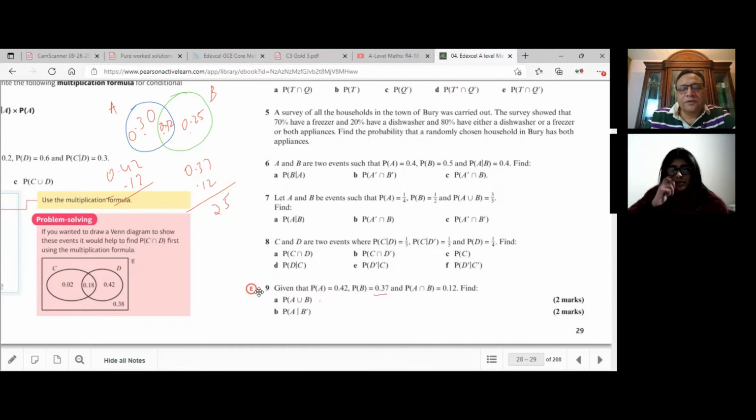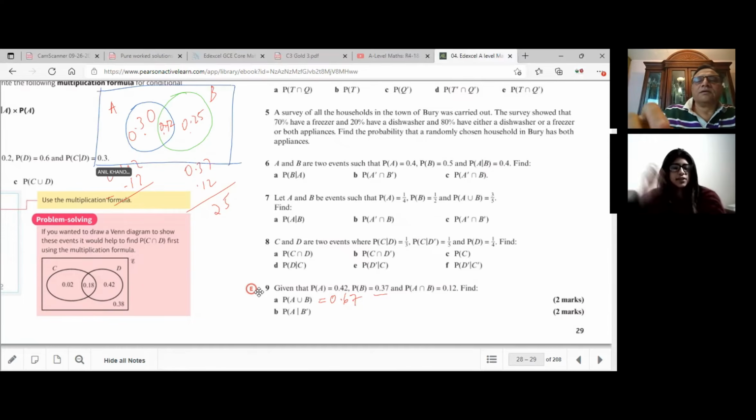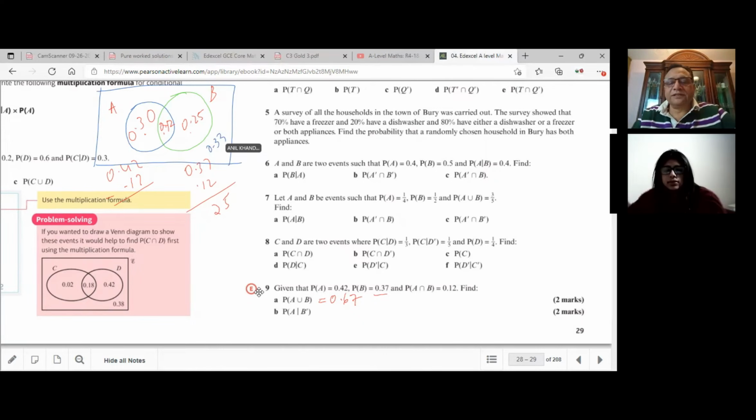Now, probability of A. Should I add up quickly to see the outside? Yeah, sure. 0.42 add 0.25, 0.67, so 0.33 outside. So this is 0.67, right? Yeah, that's 0.67. And outside the bracket, it's 0.33. So we have 0.67, and we got outside 0.33.